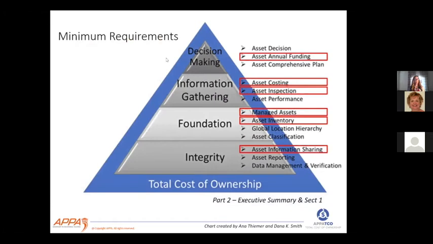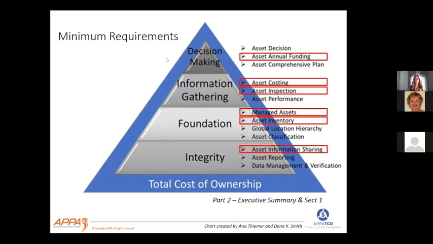All right, so these are our 13 principles. And we've identified that the minimum requirements to implement total cost of ownership are the six that are highlighted today. So yesterday we talked about integrity, asset information sharing. You just have to share information. That's the first part of this.